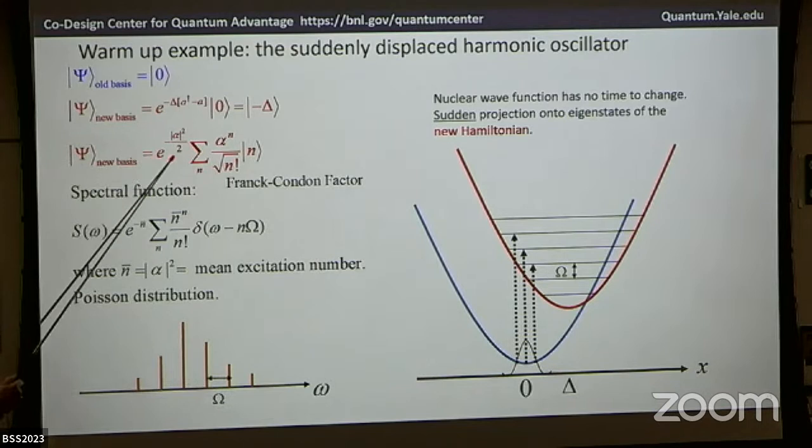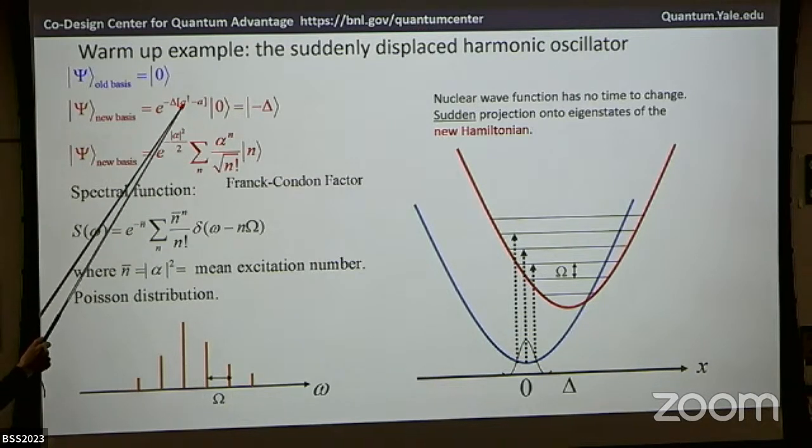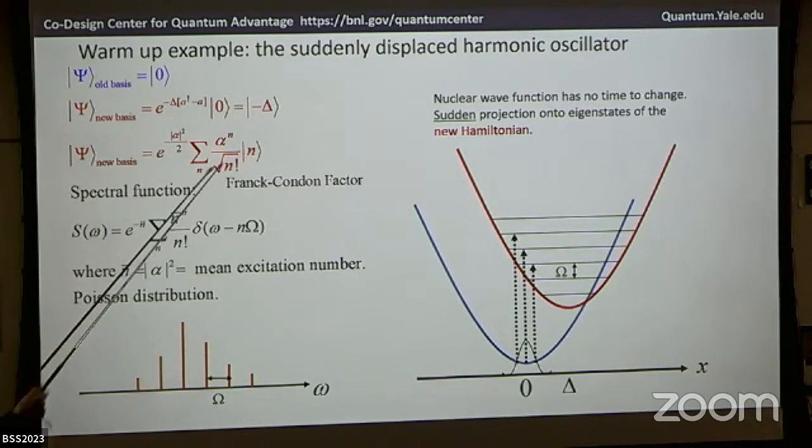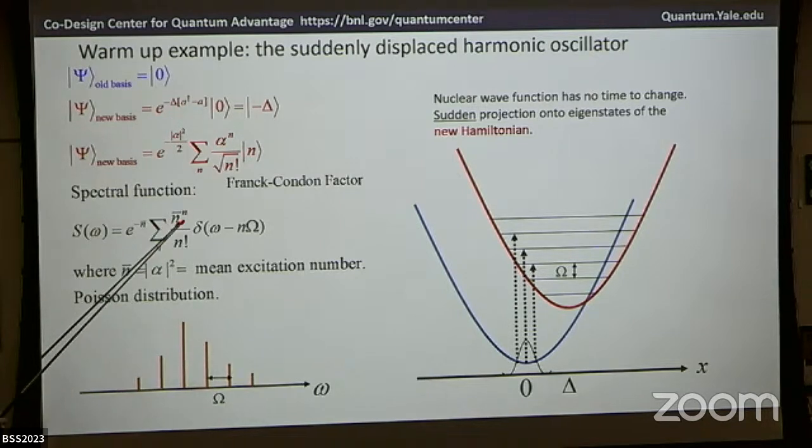And we know for a coherent state, you can expand this and get the Fock state representation. And if you write the average excitation number in the coherent state as alpha squared, then the spectral density, which is related to the square of this, is exactly a Poisson distribution, which becomes a Gaussian in certain limits, right?